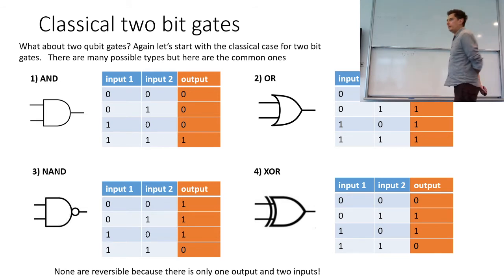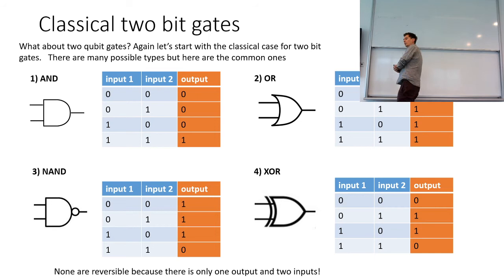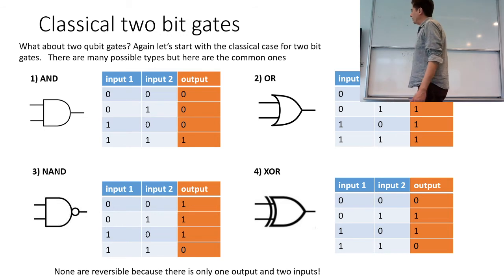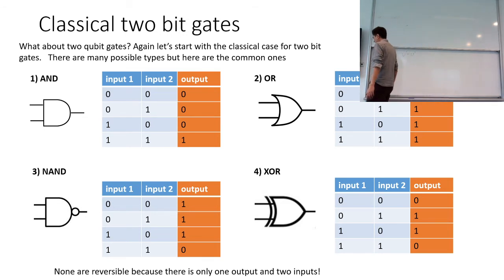Let's do the same thing. Let's start with the classical 2-qubit gates, and look at just some common ones like AND, OR, NAND, and XOR. AND is, as we said, all zeros except when both inputs are 1. OR is sort of the other way around, where it's only 0 here. NAND is the opposite of this one. And XOR is like OR, except that if they're both true, then it becomes false.